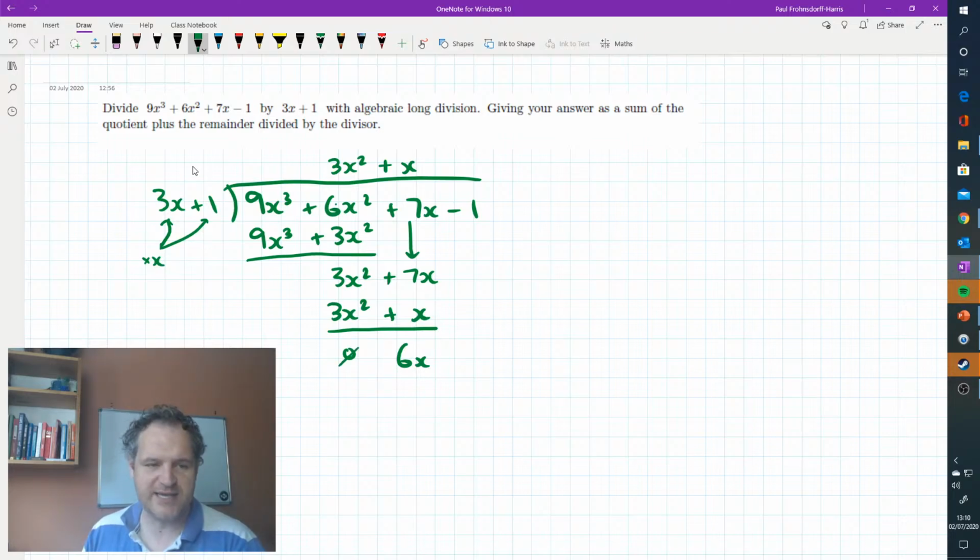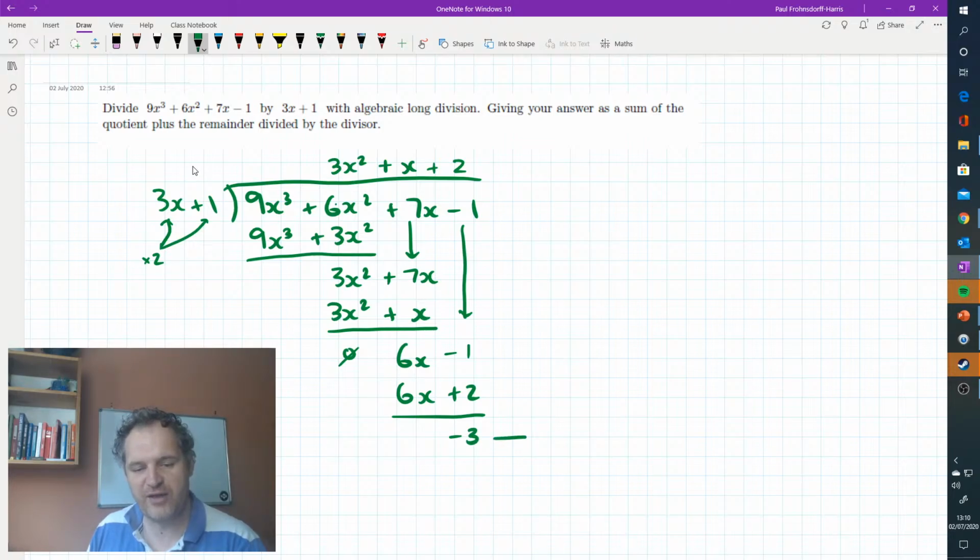We now need 6x. So I'm going to, instead of timesing by 6, what do I multiply 3x to get 6x? It's going to be 2. So I'm going to be timesing by plus 2. That gives me 6x, bring the minus 1 down, and 6x, but it would also give me plus 2. Minus 1 minus 2 is minus 3, and this is the remainder.